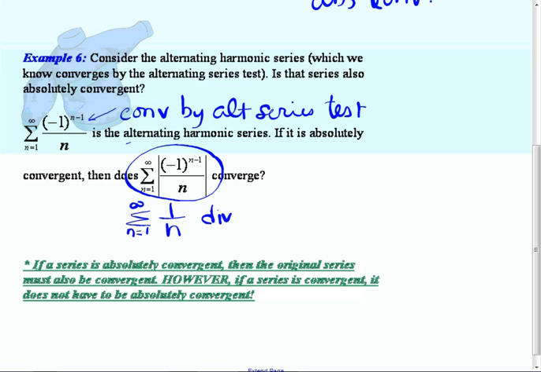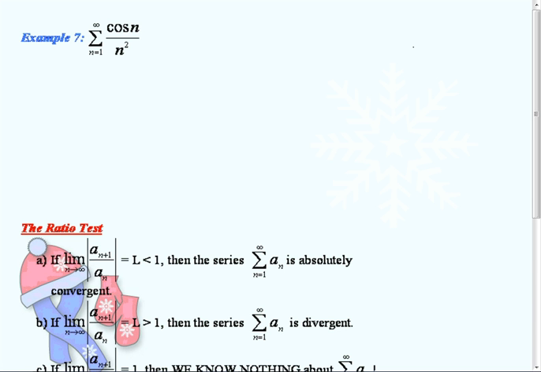So it says, if a series is absolutely convergent, then the original series must also be convergent. However, if a series is convergent, the absolute value of the series doesn't necessarily have to converge. Here's an example of where it doesn't. And then maybe sometime this week I'll actually prove to you why the harmonic series diverges, because I haven't done that. Okay, why do I need this? I need this for this next test, which is the ratio test, which I haven't done yet. So let's look at this one.